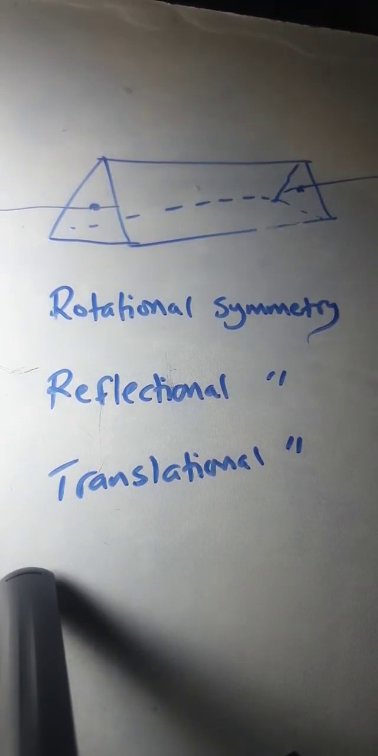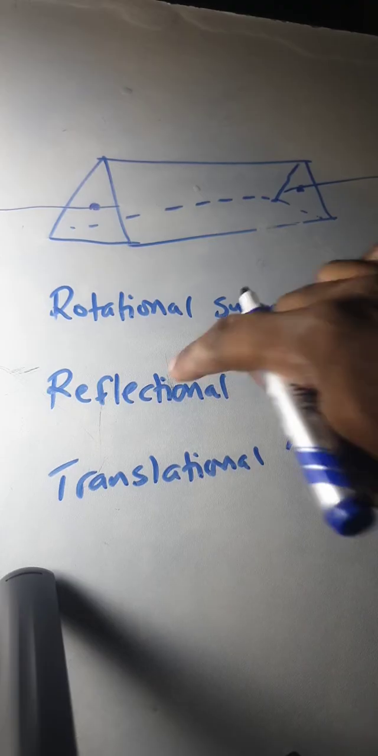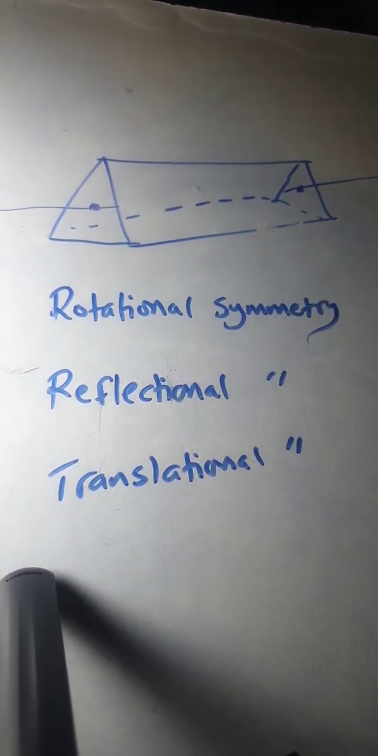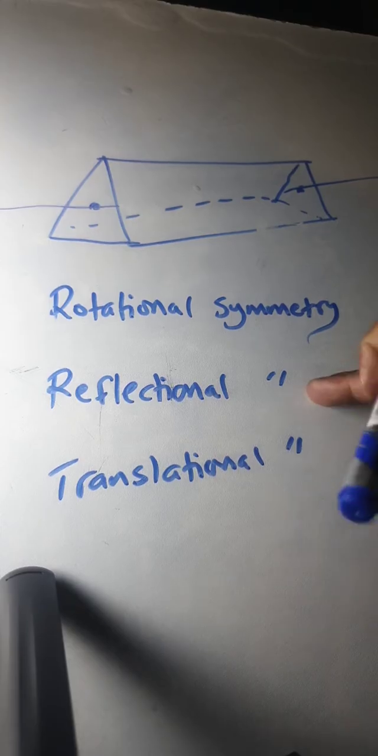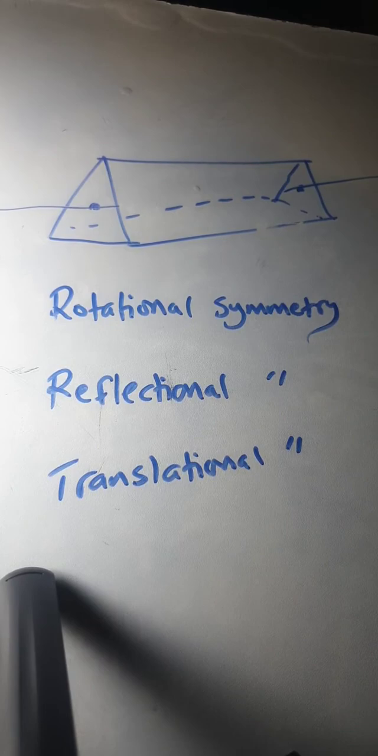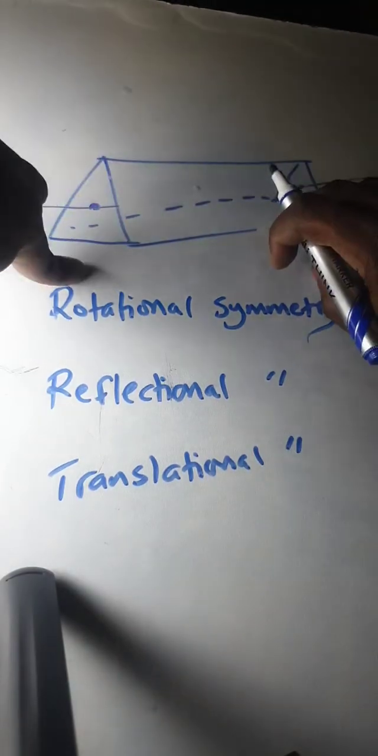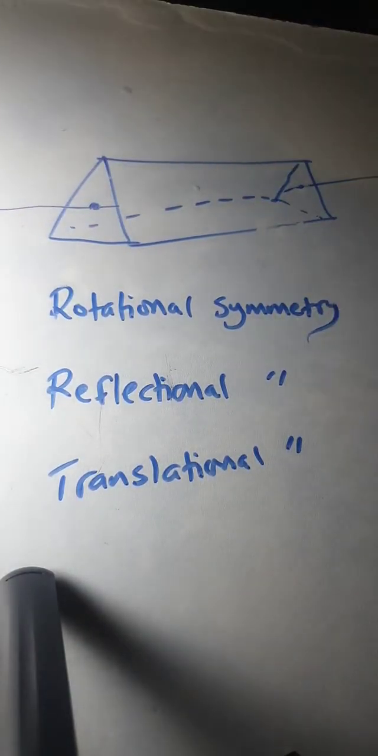Then, talking about reflectional symmetry, we can simply say the prism has 3 planes of symmetry. Lastly, you can say the prism has translational symmetry along the length of the prism. If it is shifted along the length, it remains unchanged. It will still maintain it, it will look the same.